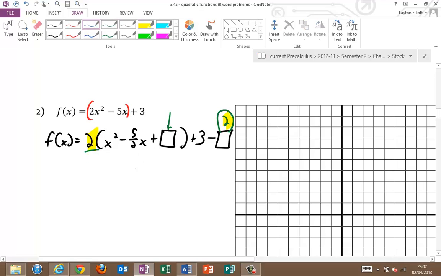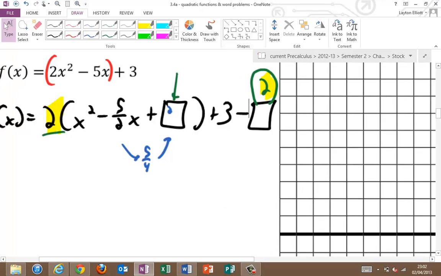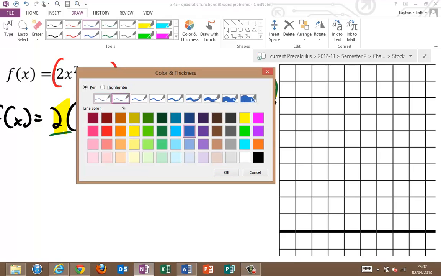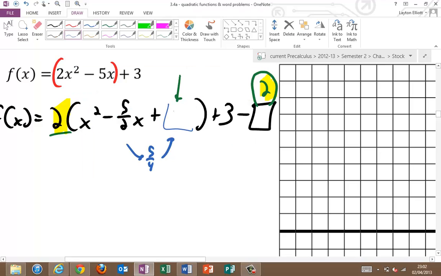Okay, then we say, what is half of 5 halves? Half of 5 halves is 5 fourths, and then 5 fourths squared is 25 over 16. Let me zoom in so I can get a better writing of this. 25 over 16. And then I'm going to put a 25 over 16 here.